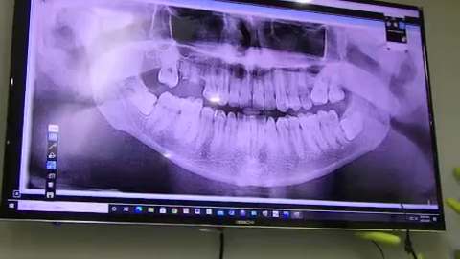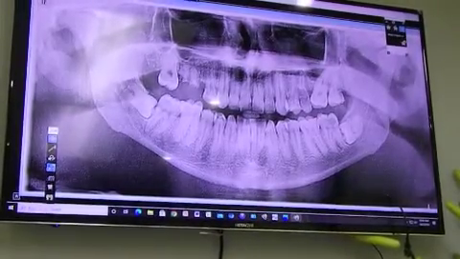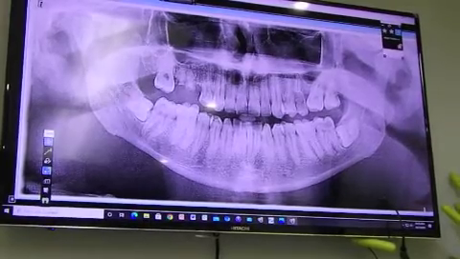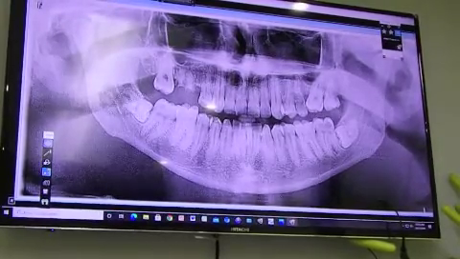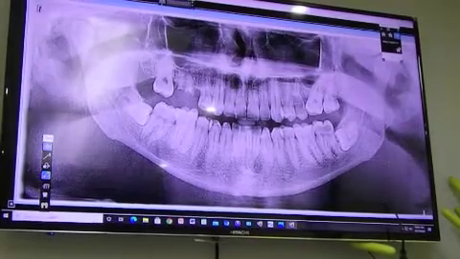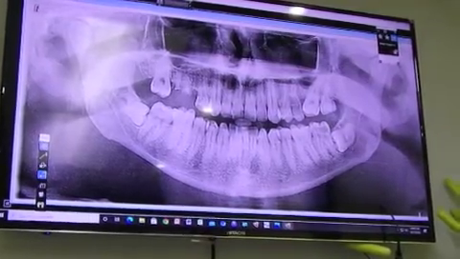For our lower jaw, we're able to see an impacted wisdom tooth here and how the roots are curved. We're also able to see the nerves within the jaw and how close these roots are to these nerves. So this is an overall image of what's going on in the patient's mouth.